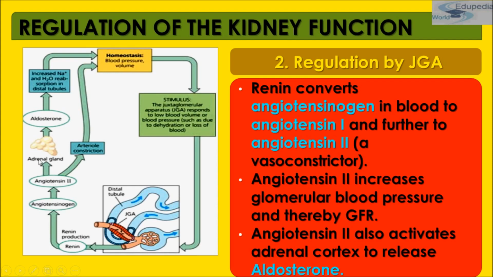Okay, and then it goes to the cortex part of the adrenal gland to secrete aldosterone. And now what does aldosterone do? It increases Na+ and H2O reabsorption in the distal tubule. And this angiotensin II goes to the afferent arteriole and causes constriction, and thus it maintains homeostasis. So I hope it is clear to all of you now how JGA, that is juxtaglomerular apparatus, helps in maintaining osmoregulation.